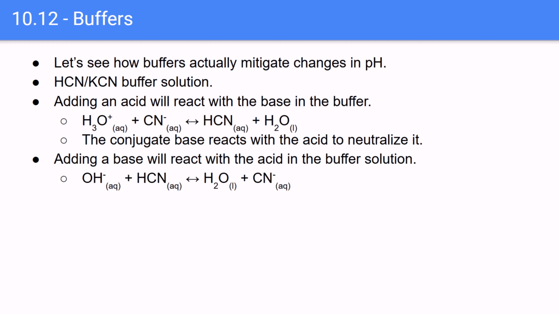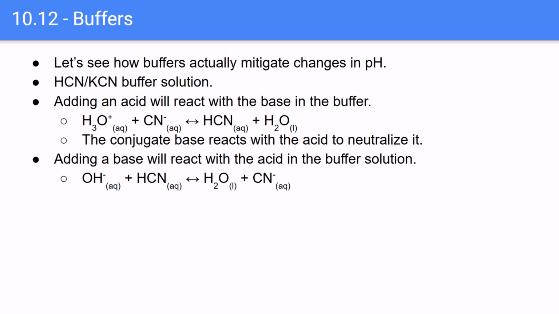So my products no longer have the H3O+ in it. Remember, it's the H3O+ that makes the solution acidic and the OH- that makes the solution basic. So as a result, we've mitigated the acid that's in the solution. And what we've actually created is the conjugate acid that's already in our buffer solution. We're creating HCN, which is a part of the buffer solution in and of itself.